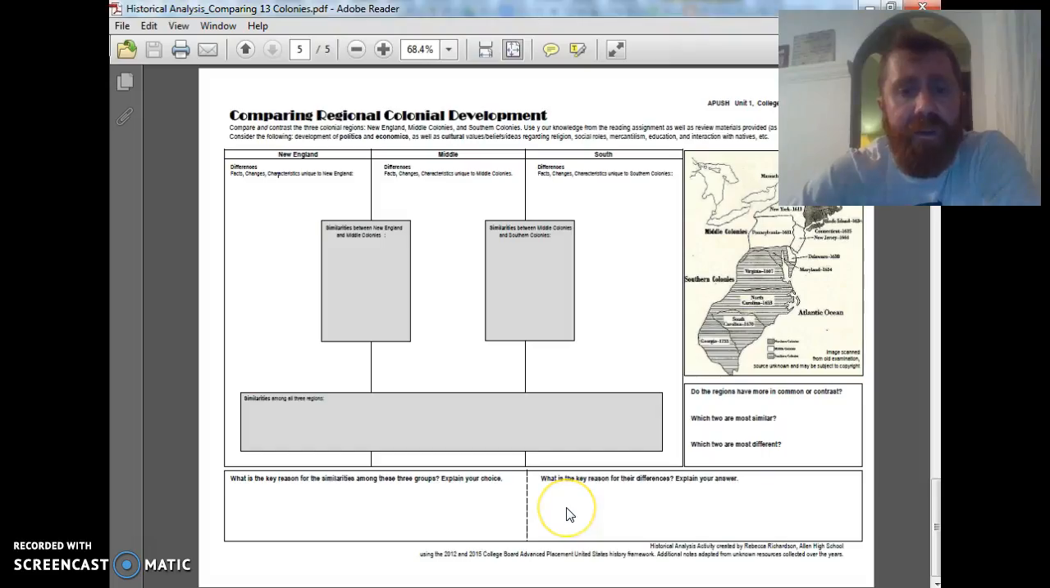Once again, before you do anything, you should fill out this three-column chart and talk about the similarities between the colonial regions. Once again, try to use the GIST method.